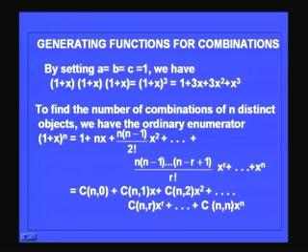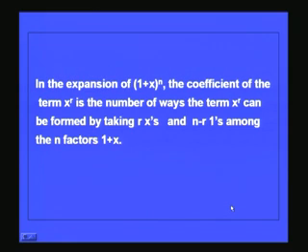In the expansion of (1 plus x) power n, the coefficient of the term x power r is the number of ways the term x power r can be found by taking r x's and n minus r ones among the n factors (1 plus x). So, that is you are selecting r objects and leaving out n minus r objects out of n objects.